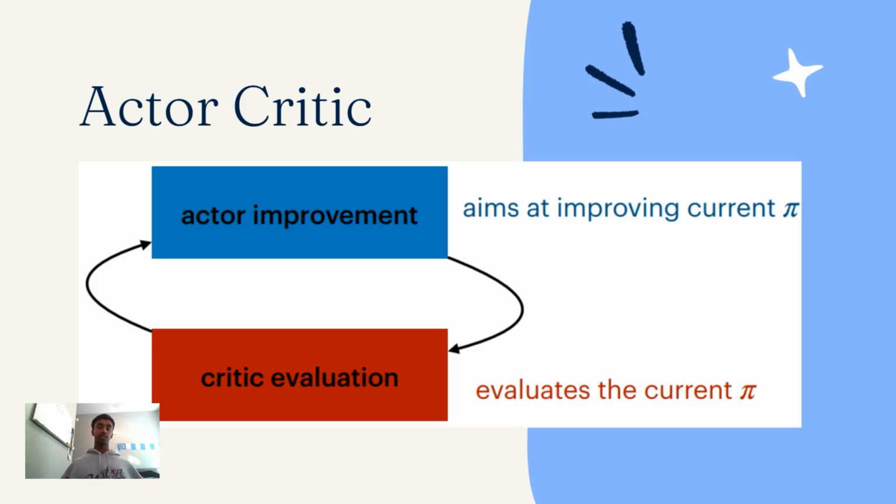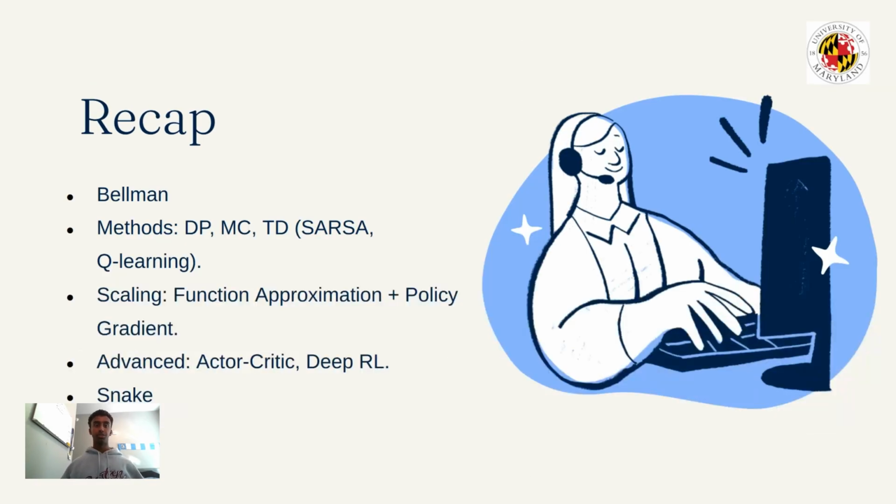So the actor is aimed at improving our current policy pi, and the critic is focused on evaluating that pi. So the critic's goal is to reduce variance in the policy gradient updates by using the temporal difference errors to produce an advantage for a certain step. And the actor will take this feedback and apply the policy gradient theorem to directly update the parameters in pi based on this advantage.